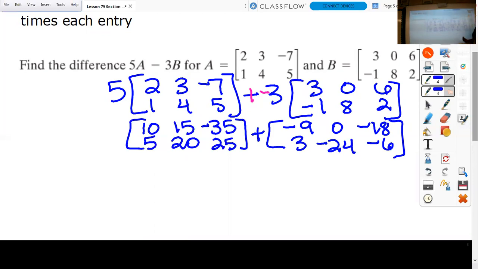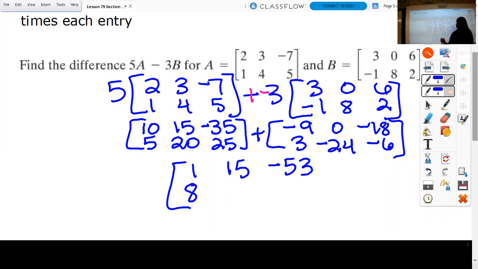Last step, I add them. That looks like just adding the things that are in the same spot. So 10 and negative 9 gives 1, 15 and 0 gives 15, negative 35 and negative 18 gives negative 53, 5 and 3 gives 8, negative 4, and 20, no, 19.